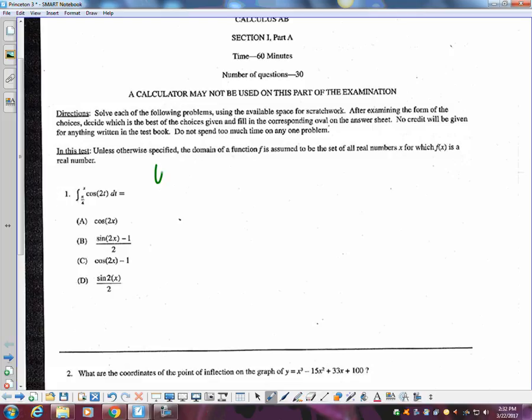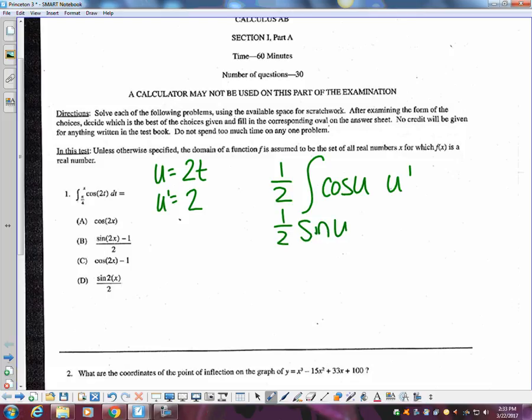Okay, so I'm going to let u not be the trig, but be the inside of the cosine, because there's nothing else going on here. Like if I let u be cosine of 2t, then my u prime's got to be a negative sine. I don't have a negative sign, and I can't pull one out of thin air. So let your u be your inside. U prime's going to be 2, which means I need a 1/2. So I have 1/2 cosine of u prime. Well, that would be 1/2 sine of u.